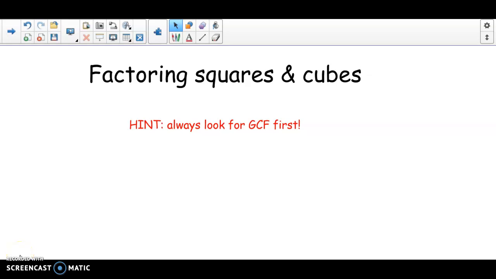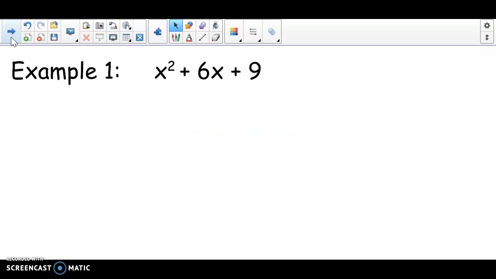All right, now we're going to talk about factoring squares and cubes. Always remember, look for your GCF first, no matter what you're doing when you're factoring. All right, so for example 1, there's no GCF that I can take out of all three of these terms. So I'm going to put down my two sets of parentheses.